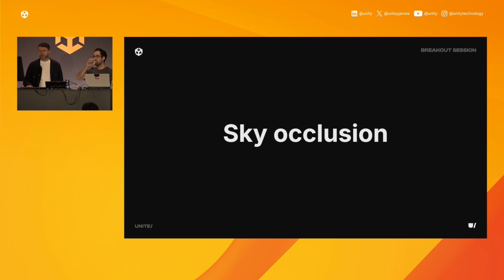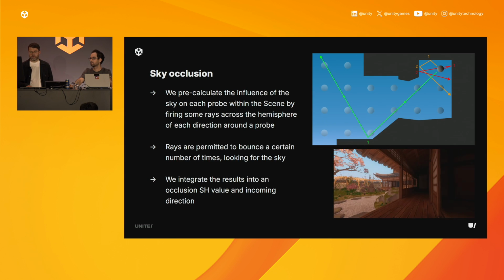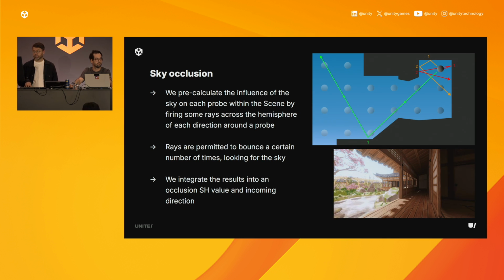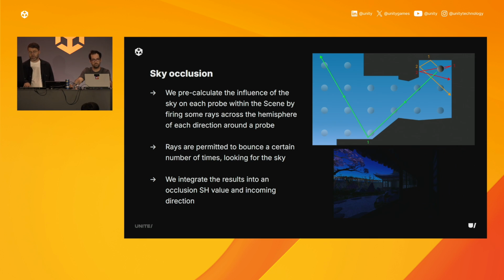Our first consideration for any lighting artist wanting to add changeable global lighting to their scene would be sky occlusion. This is a technique where we try to spatially calculate the influence of the sky on points throughout the scene. Rather than just calculating direct visibility from a given probe and writing out a scalar, we actually allow indirect paths to the sky and store the results with some directionality.